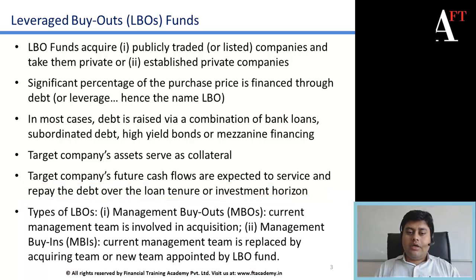The various types of LBOs are, one, management buyouts. In this kind of buyout, the current management team is involved in the acquisition, meaning the existing management will continue to manage the business even after the buyout of the existing shareholders has happened. Another one is management buy-ins, where the current management team of the target company is replaced by the LBO fund managers, who will manage the target company hands-on, or they will appoint a new team for the management of this company. So these are the two types of LBOs.